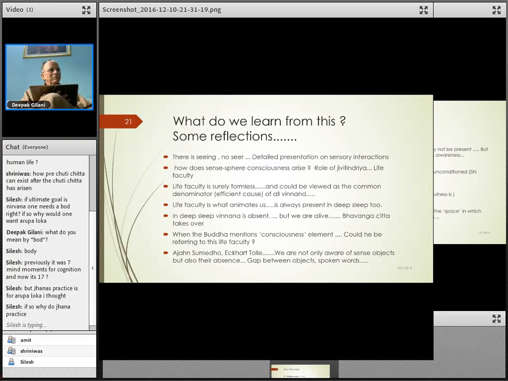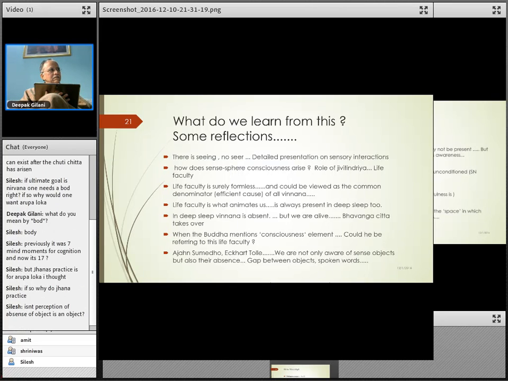वो शब्दों की एक प्रॉब्लम हो जाती है ना. So then we get into confusion. So I have put down in the next slide this. Eckhart Tolle, the awareness is what the life faculty. Yeah, that's what they are. They don't use that word life faculty. They don't use it, but in our understanding, that's what I understand.